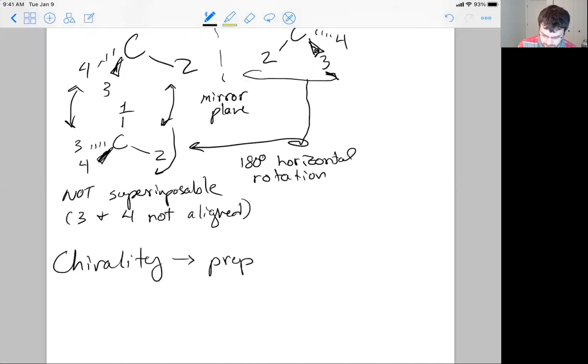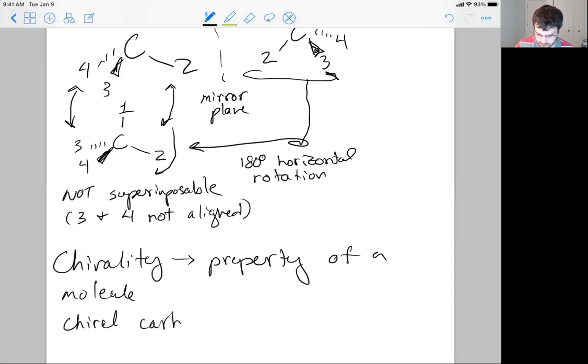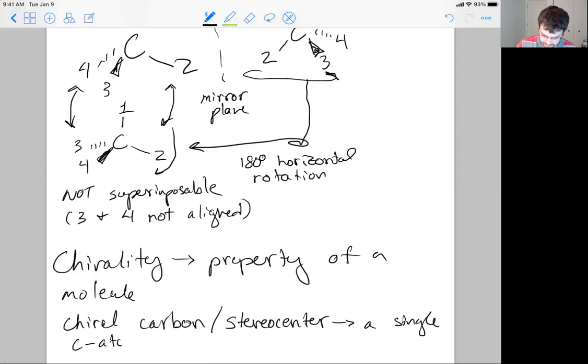is a property of a molecule. And it really can be due to a single element within the molecule. We've really been focused on one carbon atom and showing what happens when it's attached to 4 different things. But chirality is a property of a molecule. A chiral carbon, or stereo center, is a property of an atom: a single C atom with 4 different attachments.